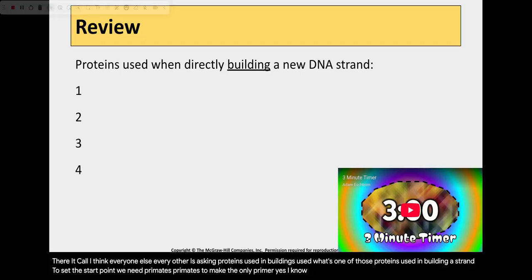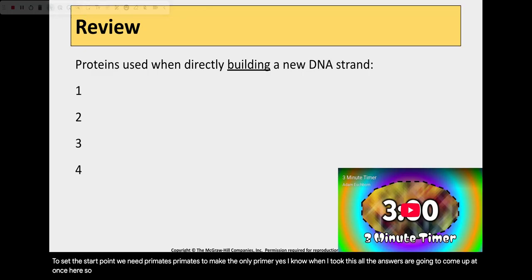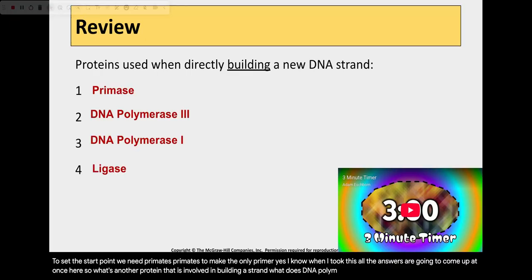I know when I take this, all the answers are, I think, going to come up at once here. So what's another protein that is involved in building the strand? Yeah, DNA polymerase 3. What does DNA polymerase 3 do? Yeah, it builds it. It does the bulk of the work, right? It adds in most of our nucleotides.